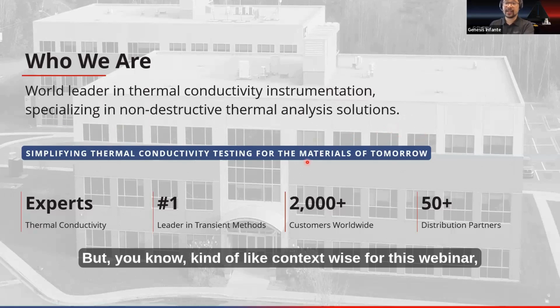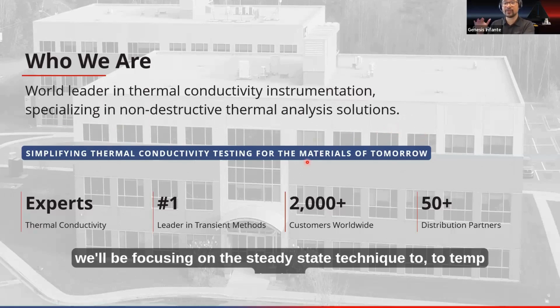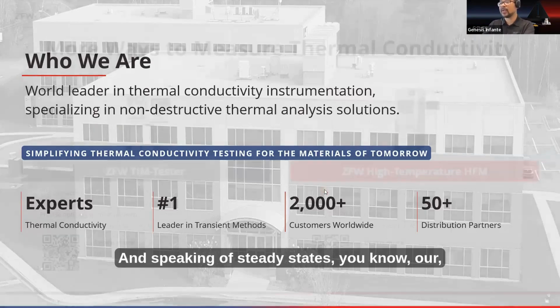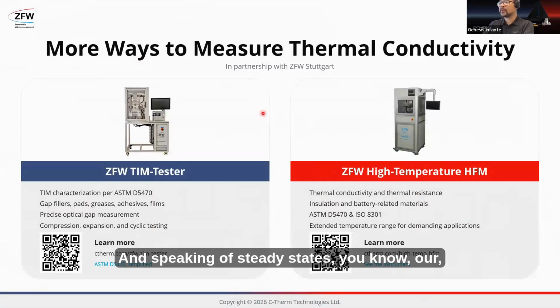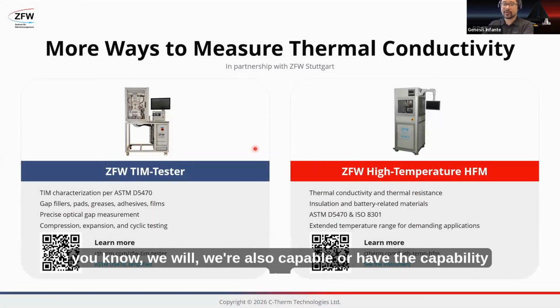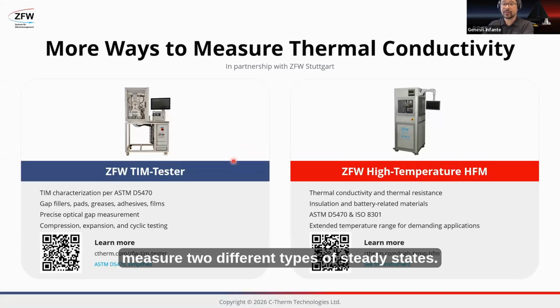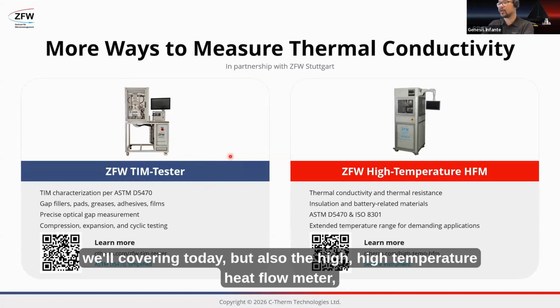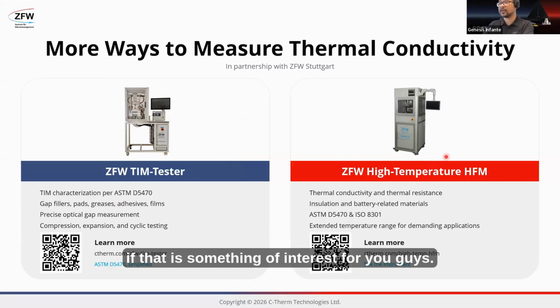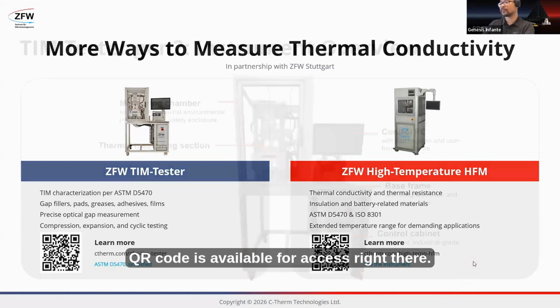But as context for this webinar, we'll be focusing on the steady state technique, the TIM tester. And speaking of steady states, we have the capability to measure two different types of steady states: in this case, the TIM tester we'll be covering today, but also the high temperature heat flow meter, if that is something of interest for you. If you want to learn more, the QR code is available for access right there.